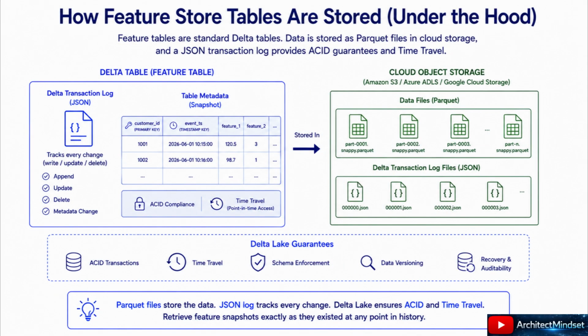The actual feature values are written as compressed Parquet files inside your cloud object storage. And like any Delta table, a JSON-based transaction log tracks every write, update, or deletion. This grants the feature store native ACID compliance and time travel capabilities, allowing data scientists to retrieve feature snapshots exactly as they existed at a specific timestamp in history.